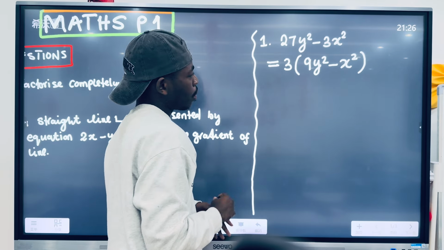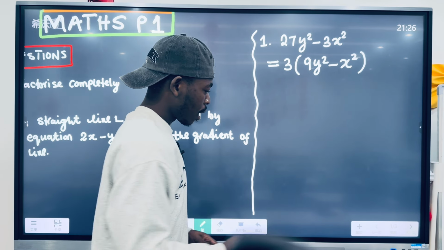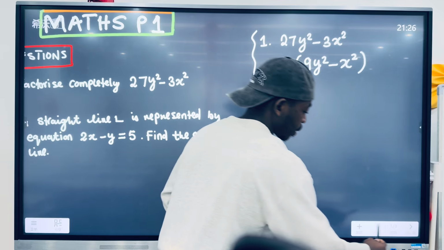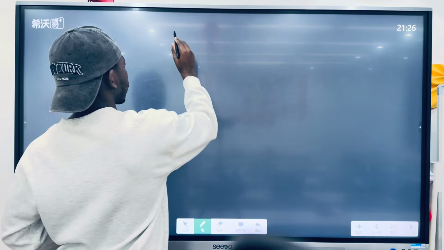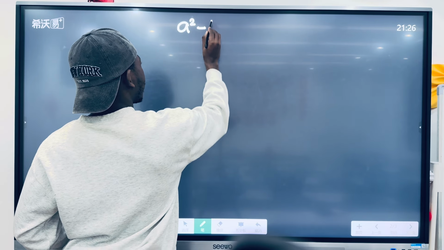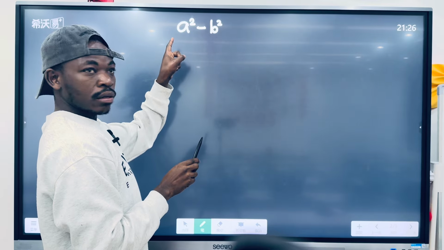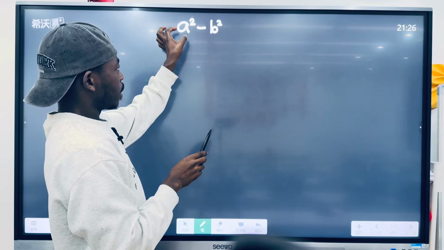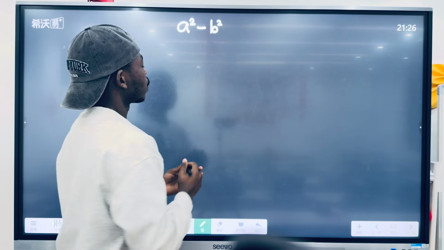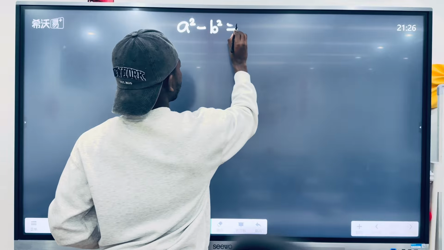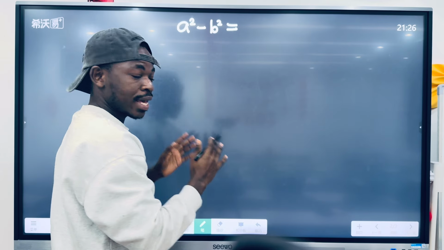So at this stage now, I want you to be familiar with something called difference of two squares. Let me just explain this. Difference of two squares looks something like this. You have a squared minus b squared. According to this rule, every time you have two squares, a squared, b squared, then in between them there's a different sign, there's a minus sign. So what you want to do is this. You should always express this like this.